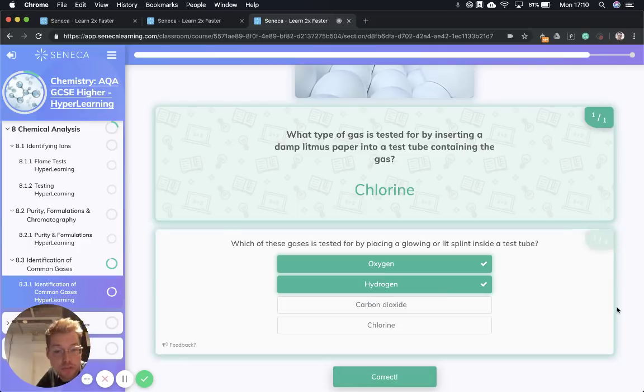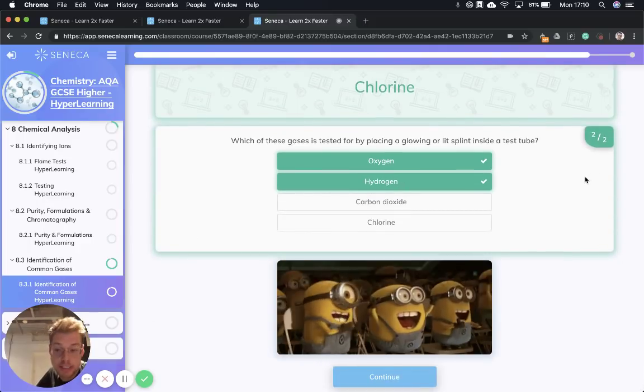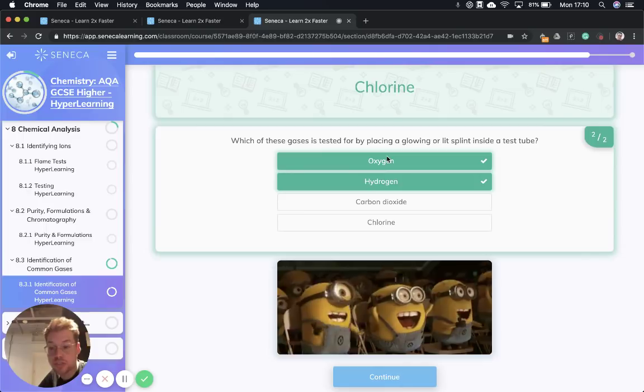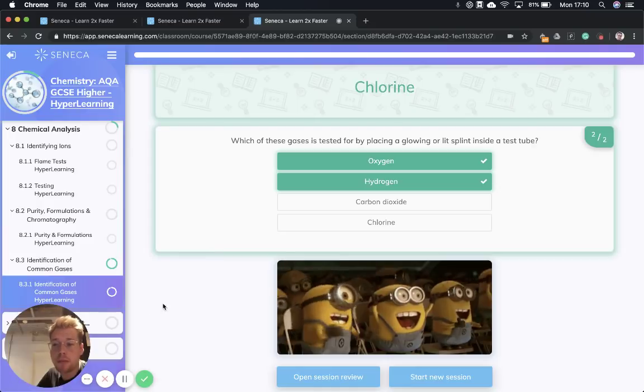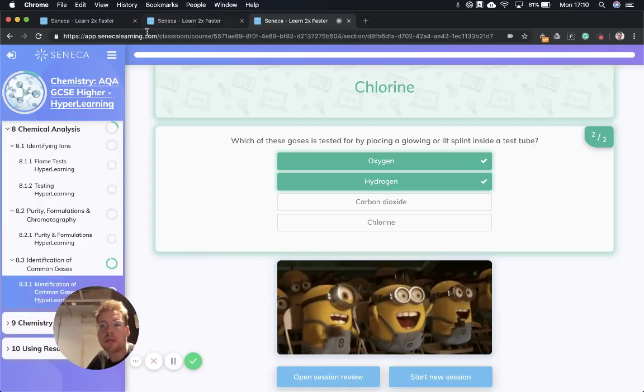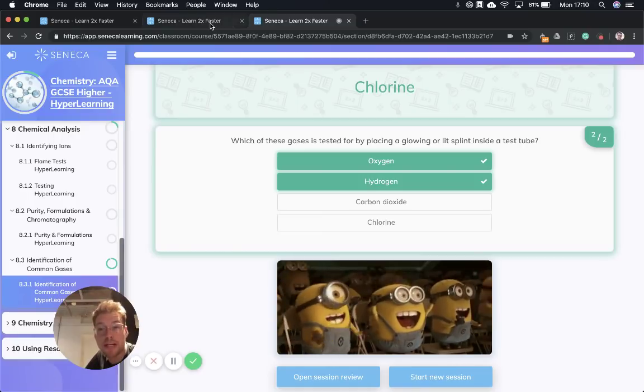It's not hydrogen, because the question said a glowing splint. So that glowing splint tests for oxygen and it will relight. And a lit splint will test for hydrogen and we'll get a squeaky pop. So that was some identification of common gases.